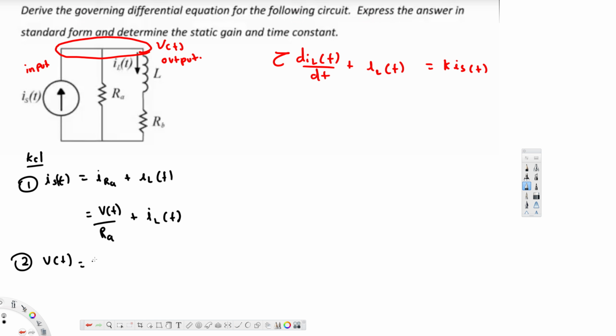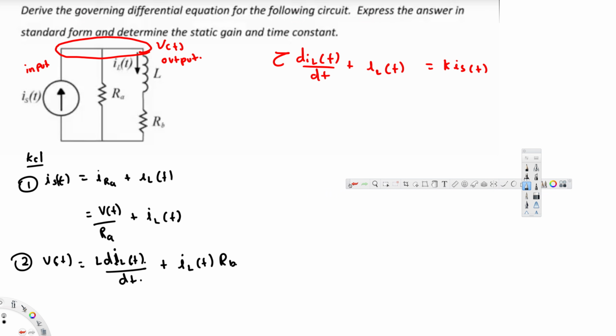and if we create the equation using that voltage, this v(t) is going to be equal to the voltage across this inductor, that's going to be L dIL(t) divided by dt, right? I should put a small l, right? Because this one is for current, dIL(t)/dt plus iL(t) RB. Okay, this is the voltage across this resistor. Okay, so this is our second equation.